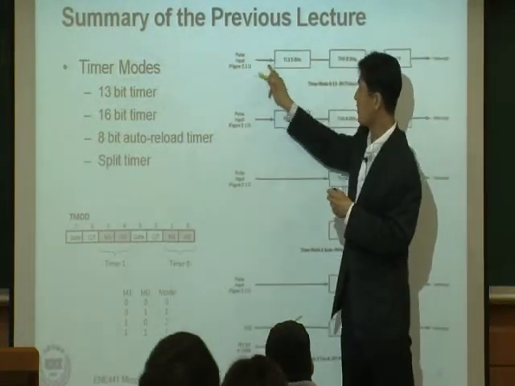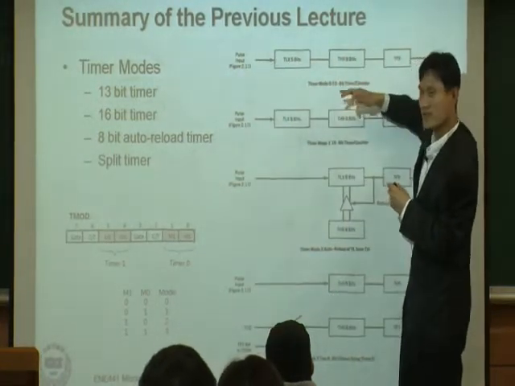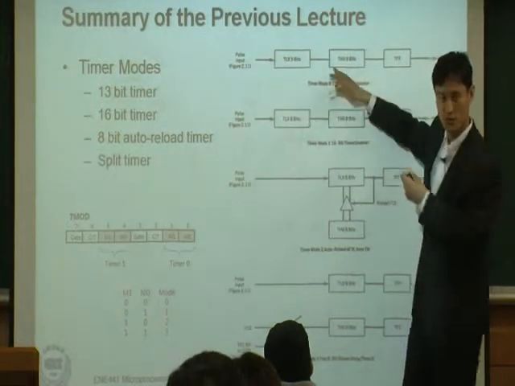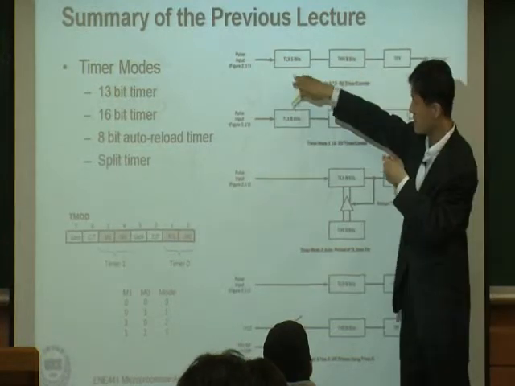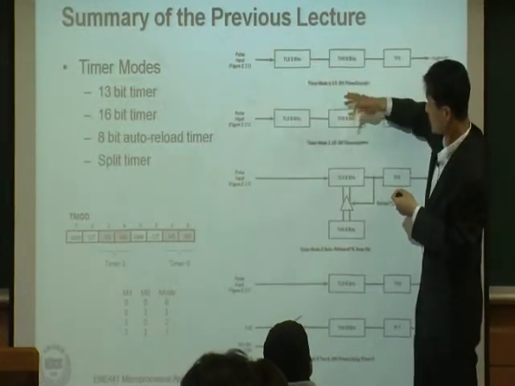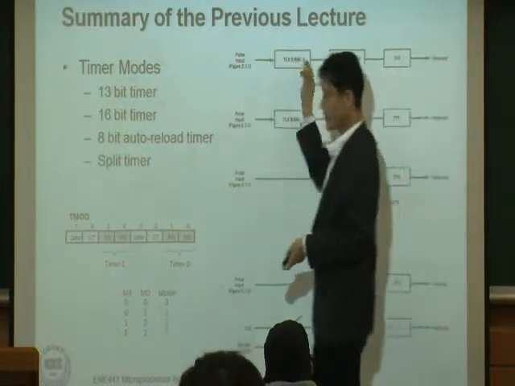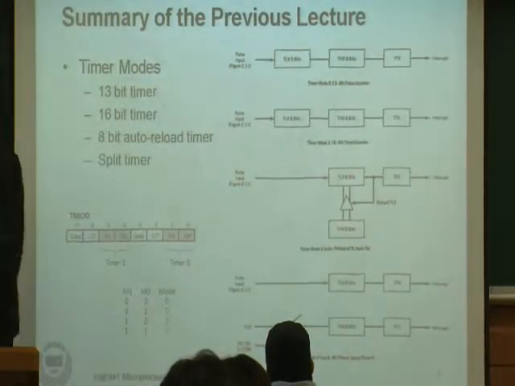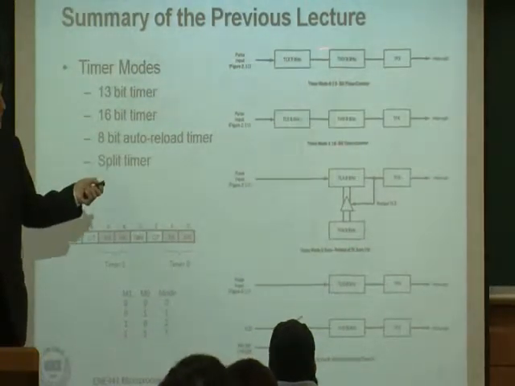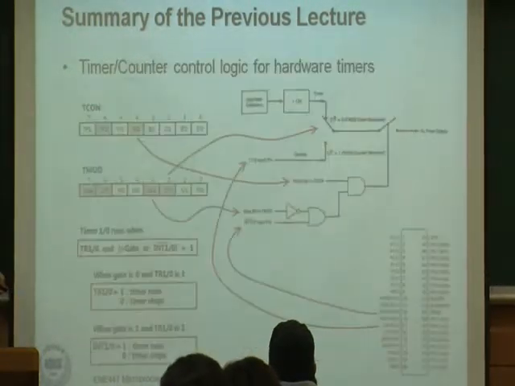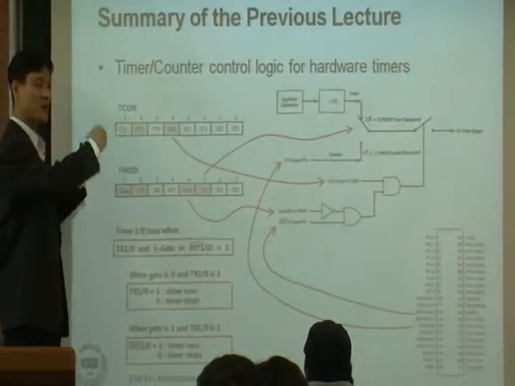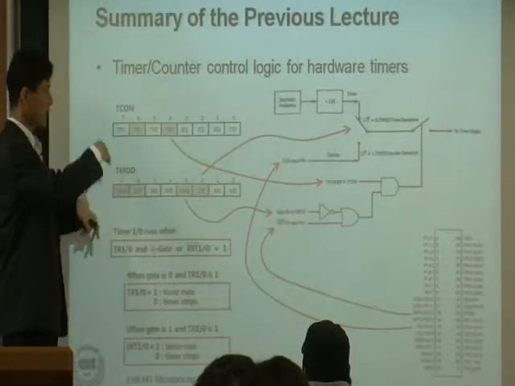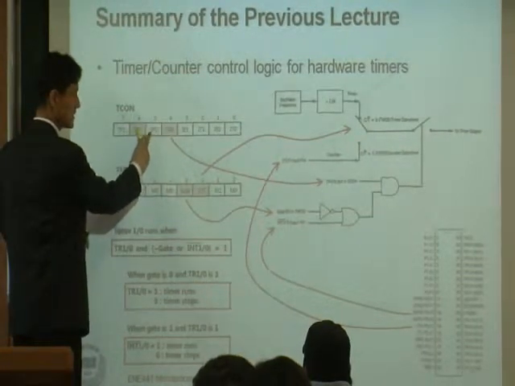Every time you get a pulse, this one is incremented. Eventually, you get 1,000 pulses. Eventually, this is incremented, and then eventually what happened? This value will overflow. At that time, whenever that value becomes all 0, then now you see this bit.